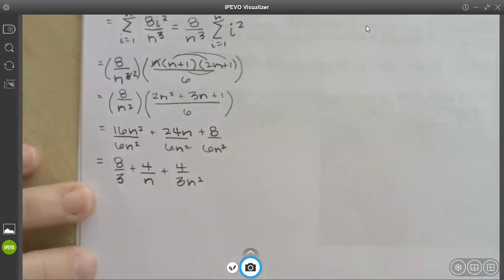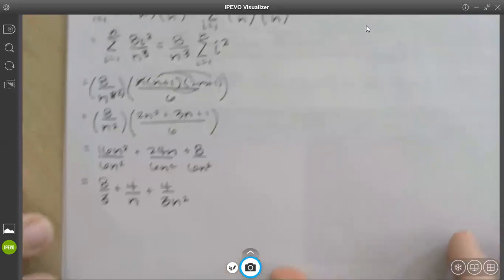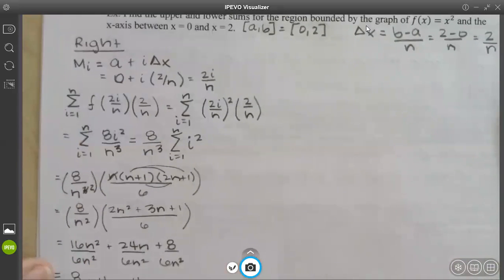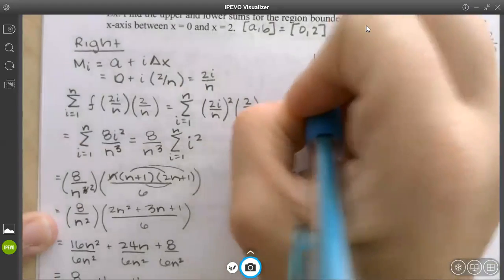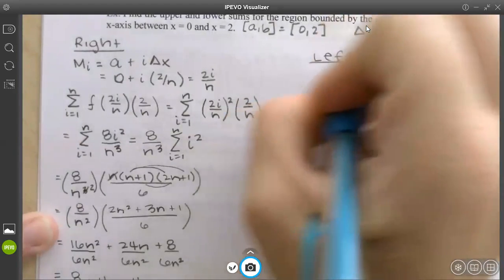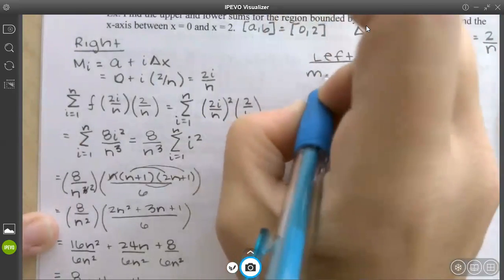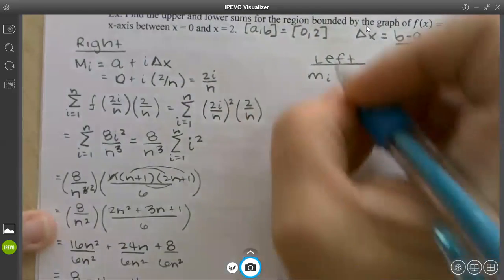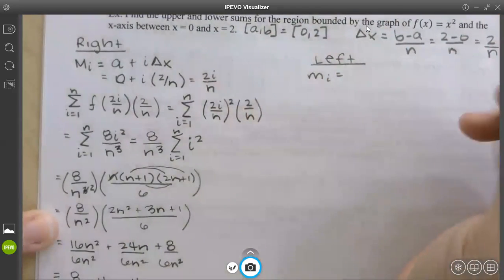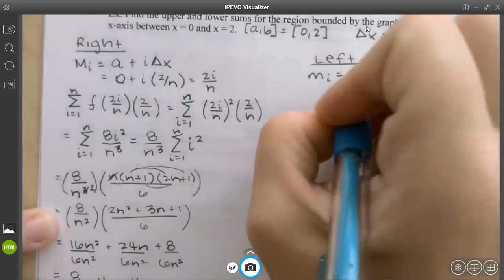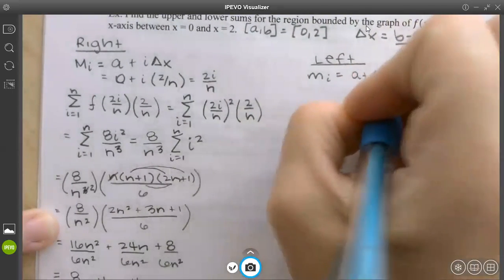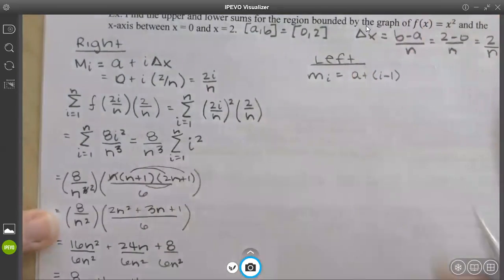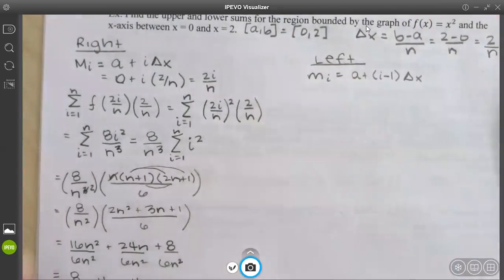The other one is the one that makes you unshoot yourself. Ready? Same exact steps. Just it's a little bit harder inside the function. So now we're going to do the left, which will be the minimum. So from that last one, to get the left, you're going to do i minus 1 delta x. That i minus 1 is what makes that order.